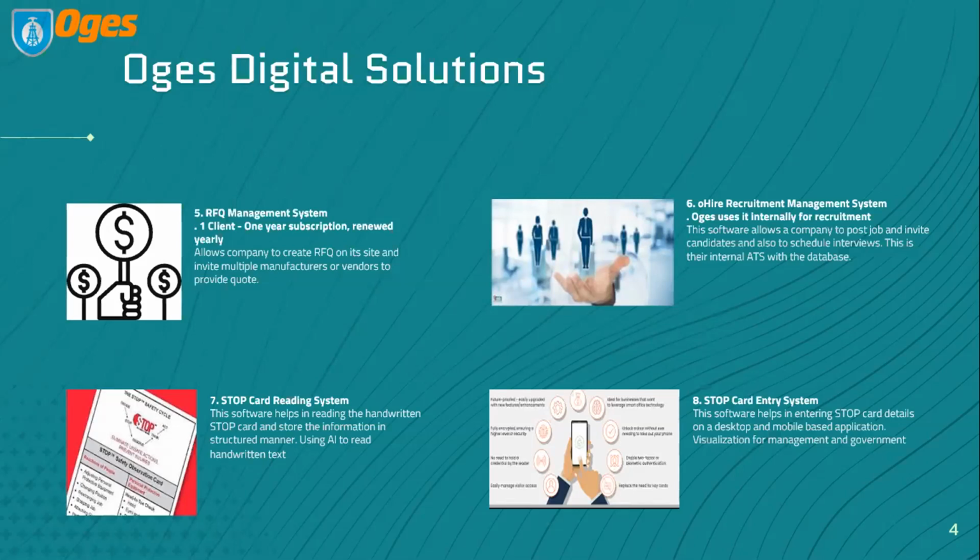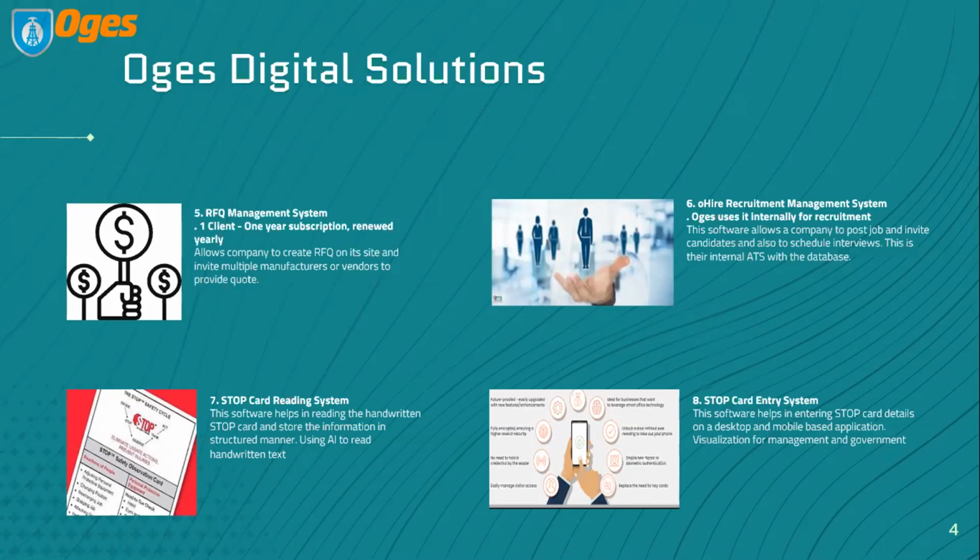Okay. Then the seventh one is pretty impressive and interesting to someone like me who is not from a pure oil and gas background. This is the stop card reading system. This software helps in reading handwritten stop cards, and then it stores the information in a very structured manner. This is done using artificial intelligence, and it can read multiple languages, not just English. So if someone is interested in knowing about this system, they can reach out to us.